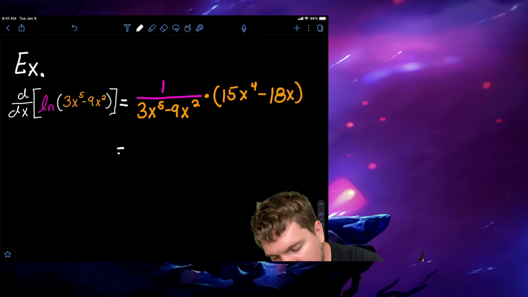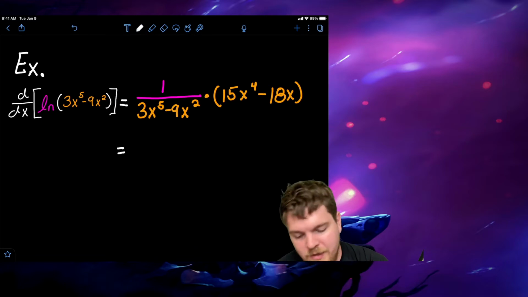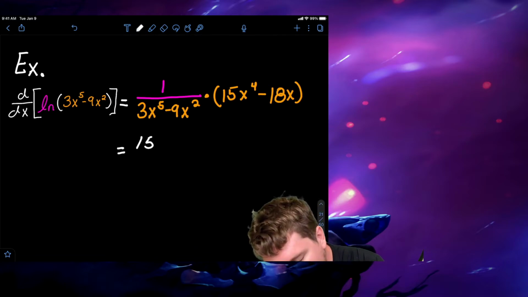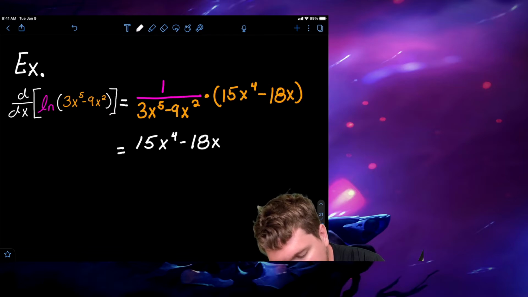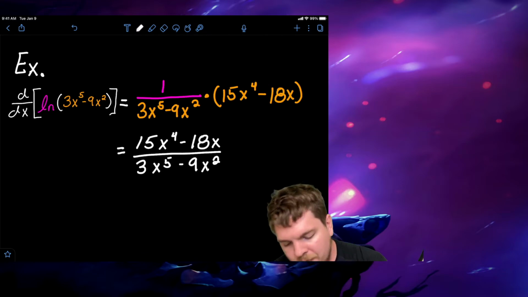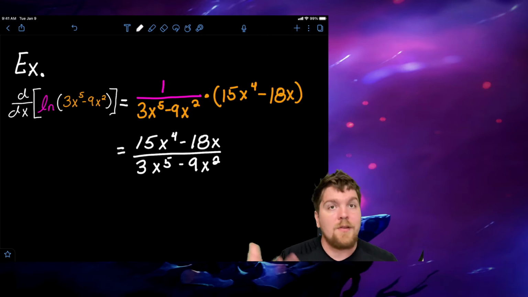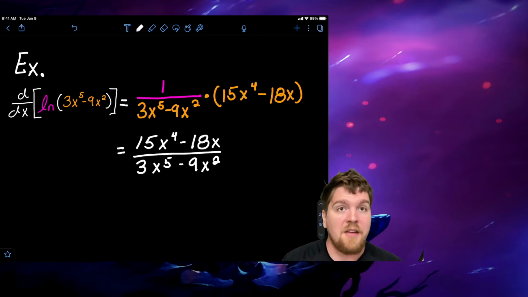Now, let's go ahead and multiply this out. So we'll multiply across the numerators. That'll leave me with 15x to the fourth minus 18x, all over 3x to the fifth minus 9x squared. And now looking at this, I see that all of the coefficients have a factor of 3 in them.